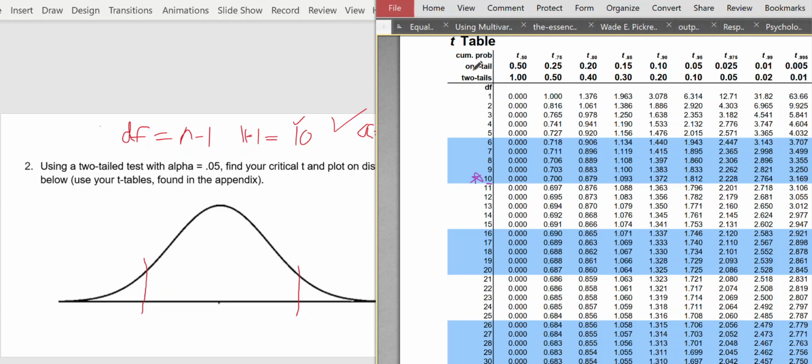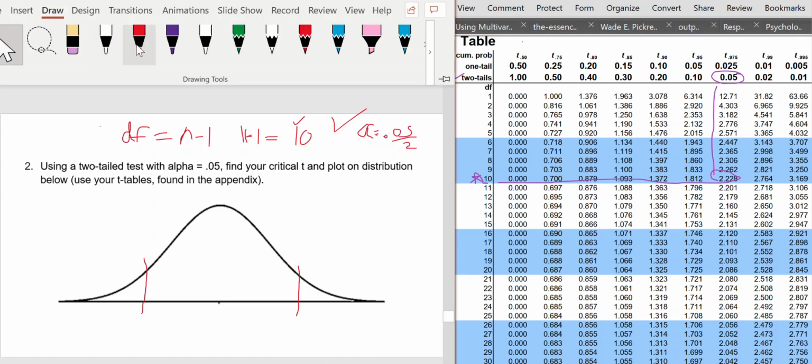Are we using a one-tailed or a two-tailed test? In this case, we're using a two-tailed test. So we're going to see where the intersection of the two-tailed test is with this degrees of freedom. So this is alpha 1, alpha 0.5, 0.4, all the way down to 0.05. So here we are. We're at 0.05 alpha for a two-tailed test. And then now we just go down here and we see where the intersection is. The intersection is right here at 2.228.